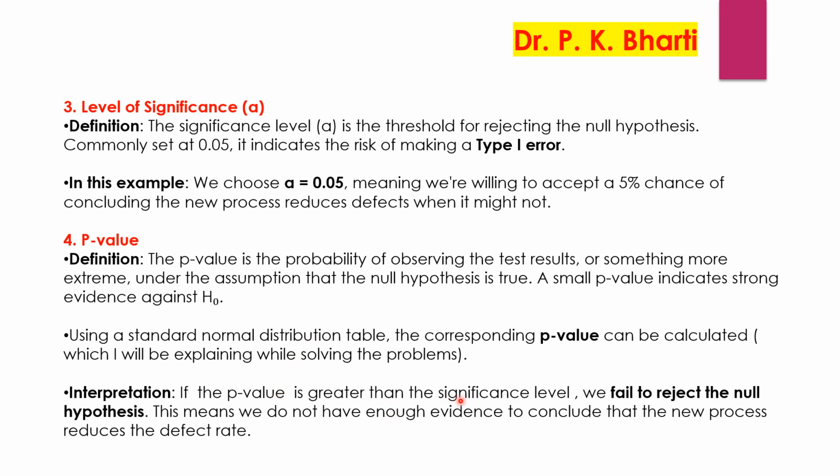If the p-value is greater than the significance level, alpha, we fail to reject the null hypothesis. This means we do not have enough evidence to conclude that the new process in the given example reduces the defect rate.